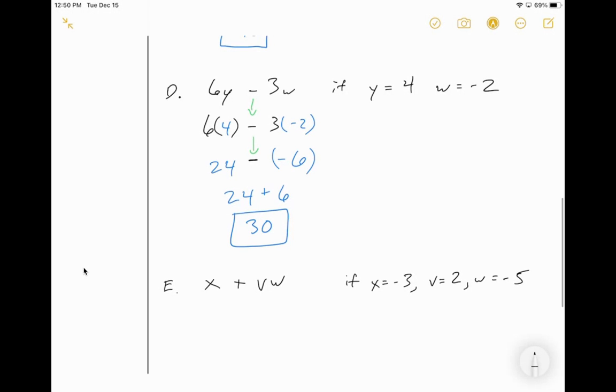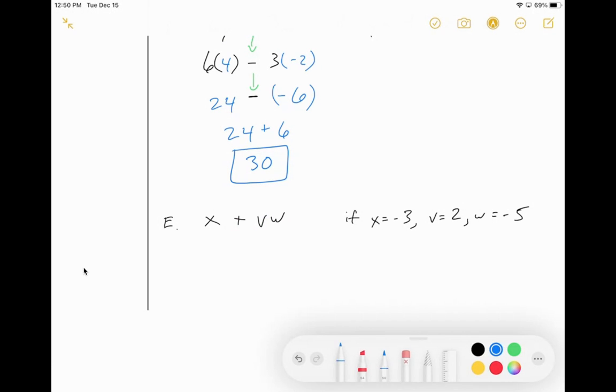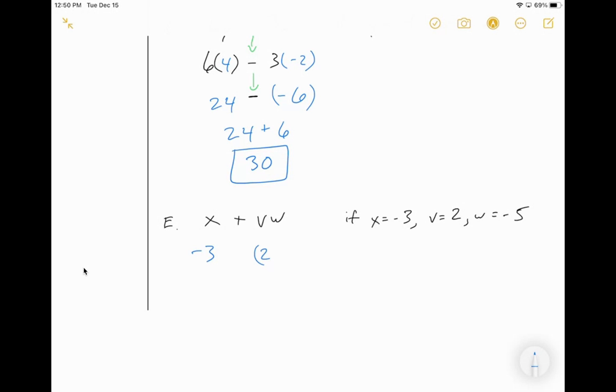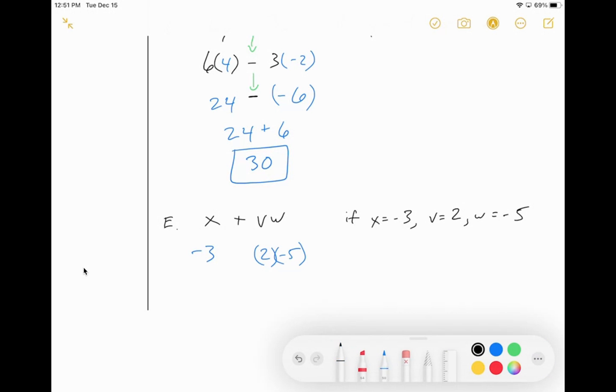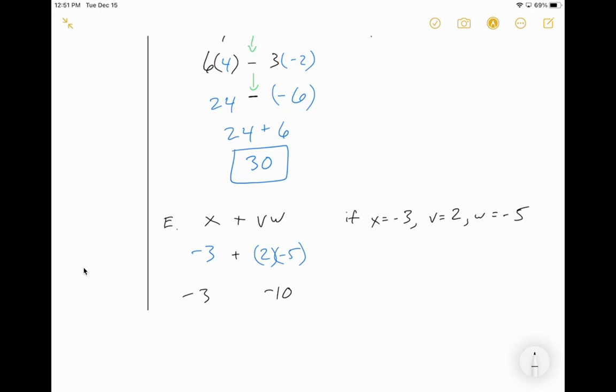All right, here we go. Let's take a look. X is -3, so here we go. -3. V is 2 times W. Remember, that's V times W. VW means V times W. 2 times -5 is -10. -3 plus a -10 makes for a -13. And there you go.